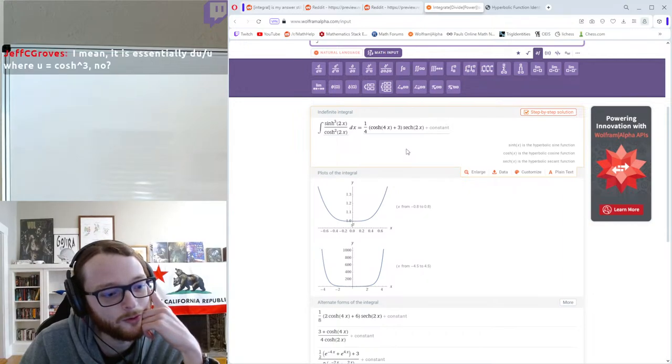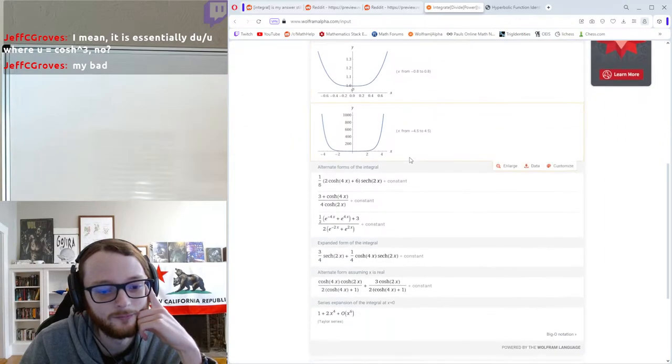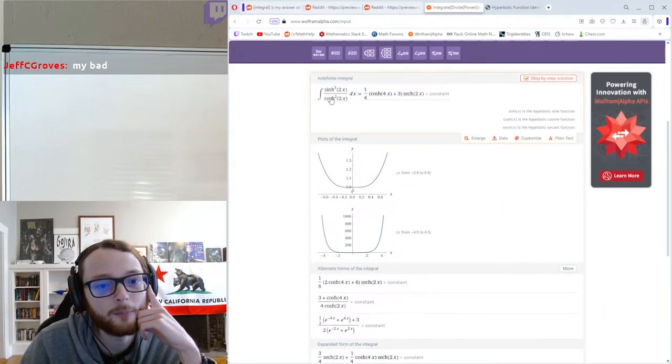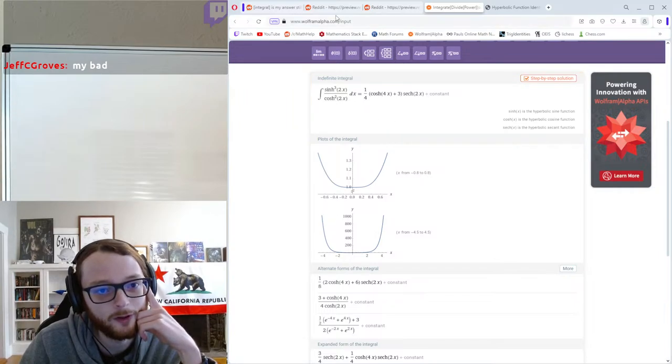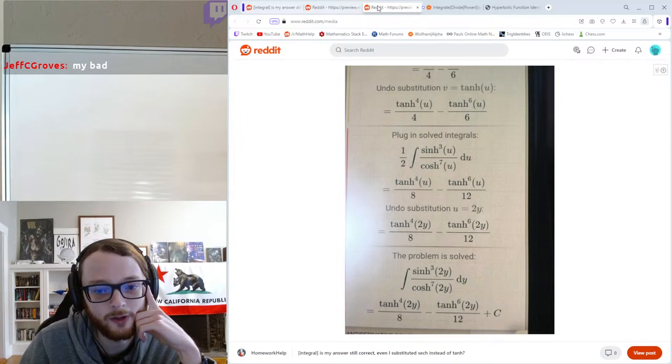Essentially du over u, where u equals cosh cubed, no? Is it? It's sinh cubed over cosh squared. Oh, okay. See, I know the powers aren't matching. Oh, wait, but yeah, you wouldn't want them to match necessarily, but no, I don't think it's a simple U sub. It is a U sub, just not a simple one, I guess.